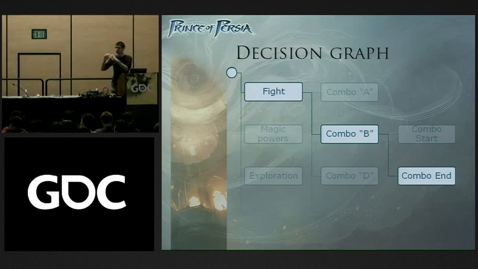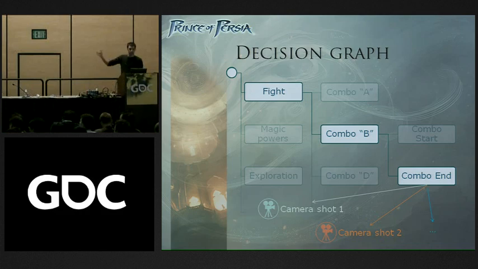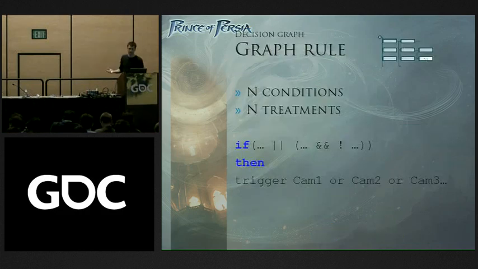And once you define your situation, for example, the end of combo B during the fight, here you can have one camera shot, another camera shot, or any number of camera shots. So a graph is really a set of rules, and each rule is one block in the graph. And one rule is only a bunch of conditions and a bunch of treatments. In our case, a treatment would be only to activate the camera.